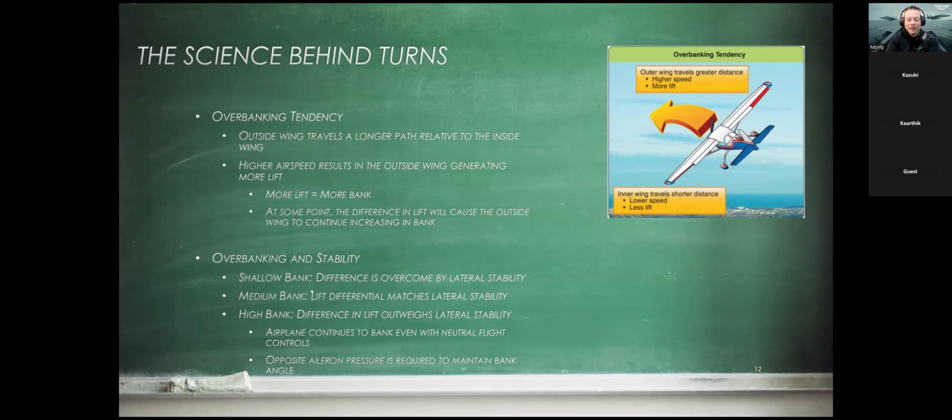And in a shallow bank, the difference is actually overcome by lateral stability. In a medium bank, your lift differential matches lateral stability, and in a high bank, the difference in lift will actually outweigh your lateral stability, and the airplane will continue banking even with a neutral flight control. So even though you roll to the left and then neutralize the ailerons, the plane will want to continue banking, so you might need to add a little bit of opposite aileron pressure.